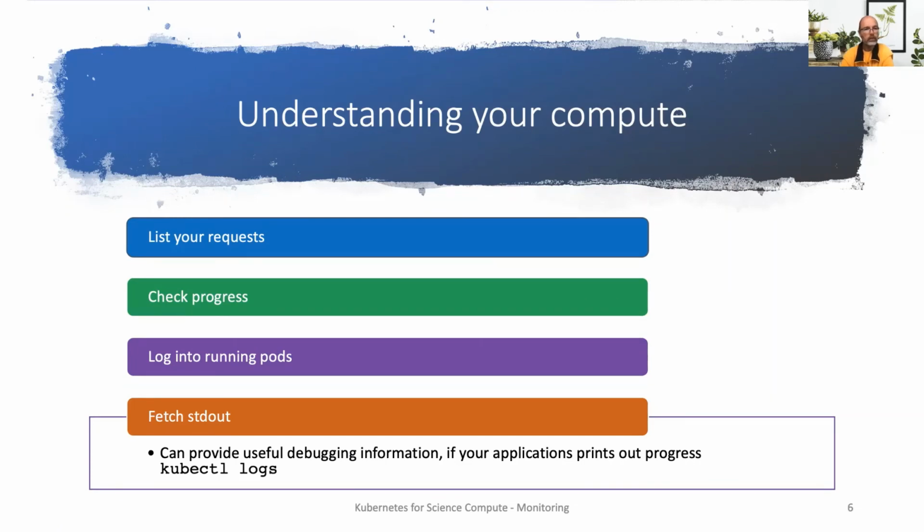And finally, you may want to fetch what's going on with the standard output of whatever is running in the pod. If you instrument your application right, which means that it will print out progress on standard output, you can use kubectl logs to fetch any output that was produced at runtime and see how the application is progressing.